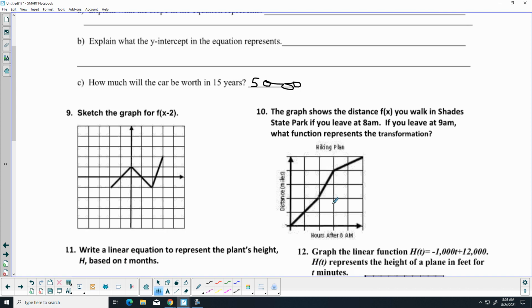All right. There was one like this on the first review. So what we are going to be doing is f of x minus 2. Well, that x minus 2 tells us it's going to either be right or left, and it is a right 2 units. So you take each point and just move it to the right 2. Here, you left at 8, now you're leaving at 9. So you are leaving an hour later. Imagine those are straight lines.